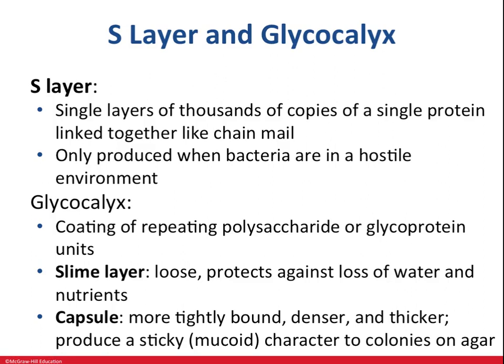So now let's talk about the S layer. The S layer is a single layer of thousands of copies of single proteins linked together like a chain layer. This is only produced when bacteria are in hostile environments.